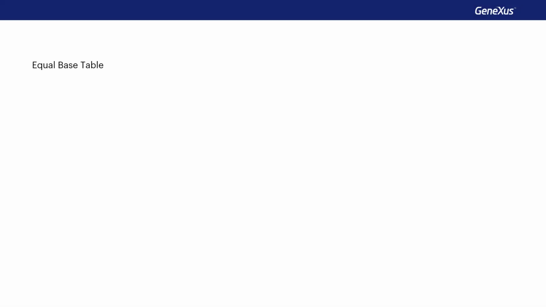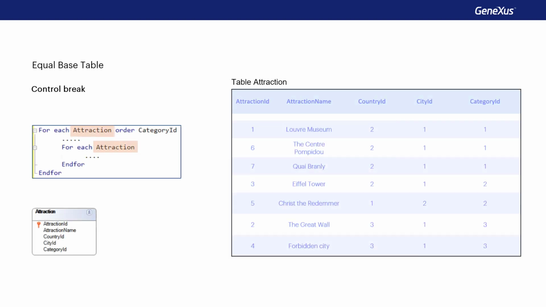When the base tables are the same, an operation known as control break is performed. It takes place when we need to group the data from a table, run certain instructions that consider the group's common data, and then run through each member, and then run other instructions to move on to the next group and repeat the process. In this case, we must indicate the attributes that make up the group using the order clause.